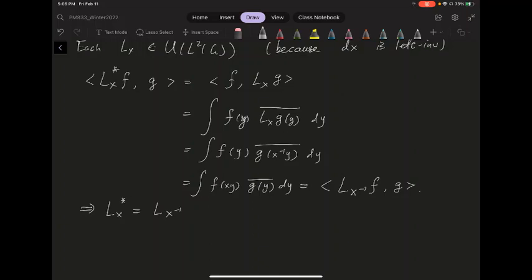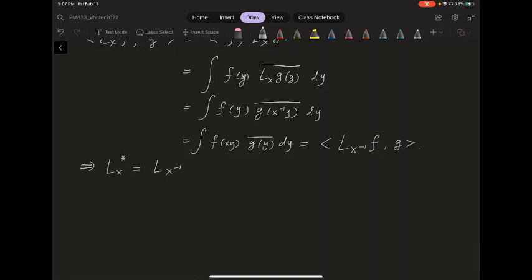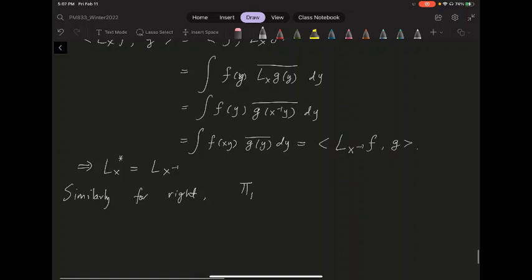So this proves that you have a star homomorphism, and this is called the left regular representation, and it is a unitary representation. Similarly, you can ask, how about the other side? For the right hand side, it's slightly trickier. So let me write it down like that. You can also say pi r is from G to the unitaries on the L2 of G.